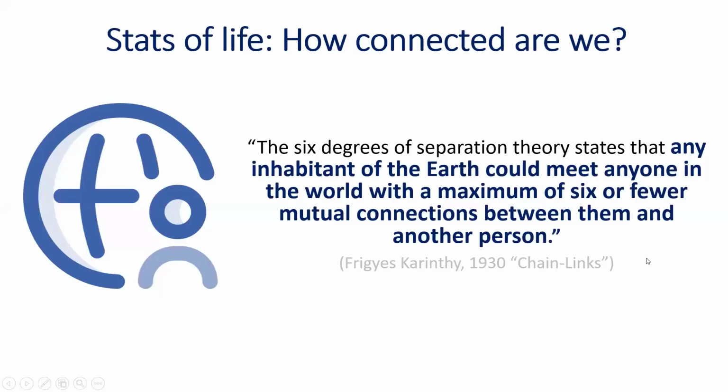So there's a theory called 6 degrees of separation. This theory states that there's actually 6 degrees between you and any other person. Any inhabitant of the earth could meet anyone in the world with a maximum of 6 or fewer mutual connections between them and another person.